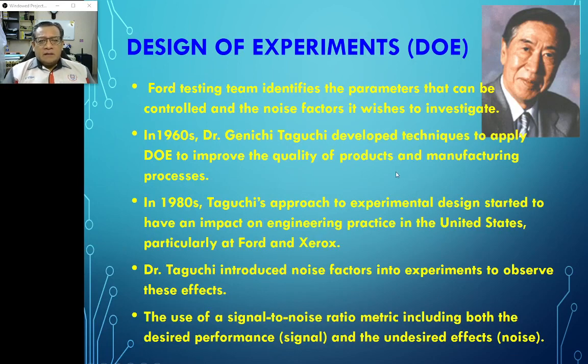Okay, this design is known as design of experiment, or DOE. In the general bigger term, it is called robust design. Robust design is achieved through DOE, which is design of experiment. It is an approach that a testing team would like to apply.